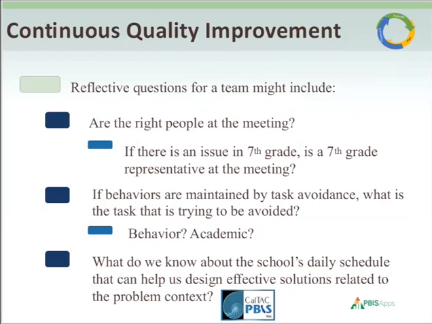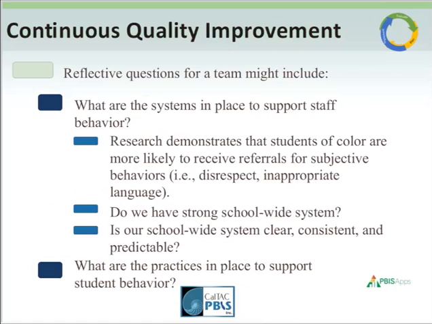And if those behaviors are being maintained by task avoidance, what is the task that they might be avoiding? Because remember, for the 7th graders, we said it was task avoidance and getting adult attention. So what happens right after that period? What is it that they're all going to? And is it a behavior issue or is it more of an academic issue? We might also be asking ourselves, what is it that we know about the school's daily schedule that can help us design effective solutions around that problem? So again, because it's so contextual, knowing about our own schools is really important. This isn't something an outsider can come and solve for us. We need to make sure that the right people are in the room that are working on the issue.